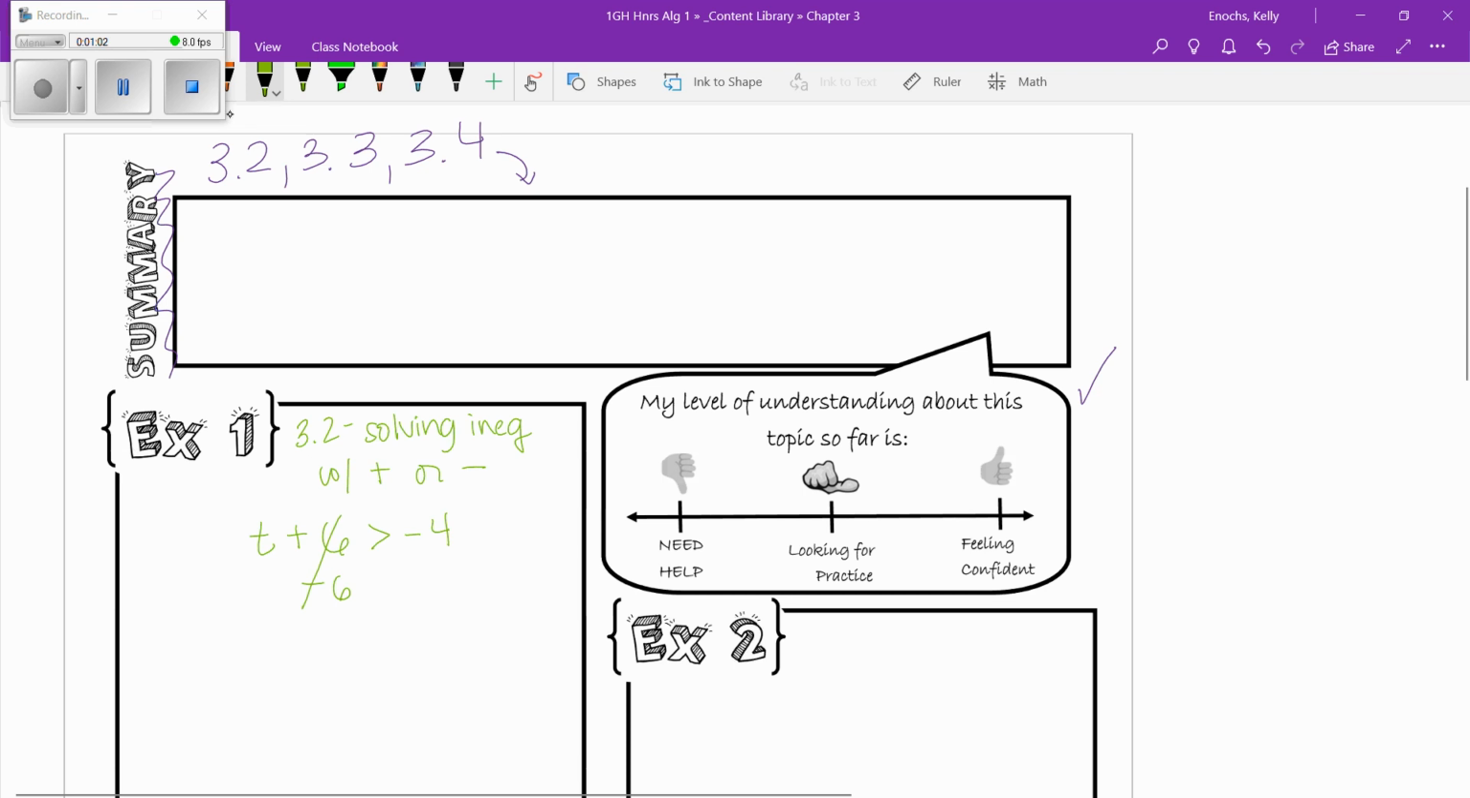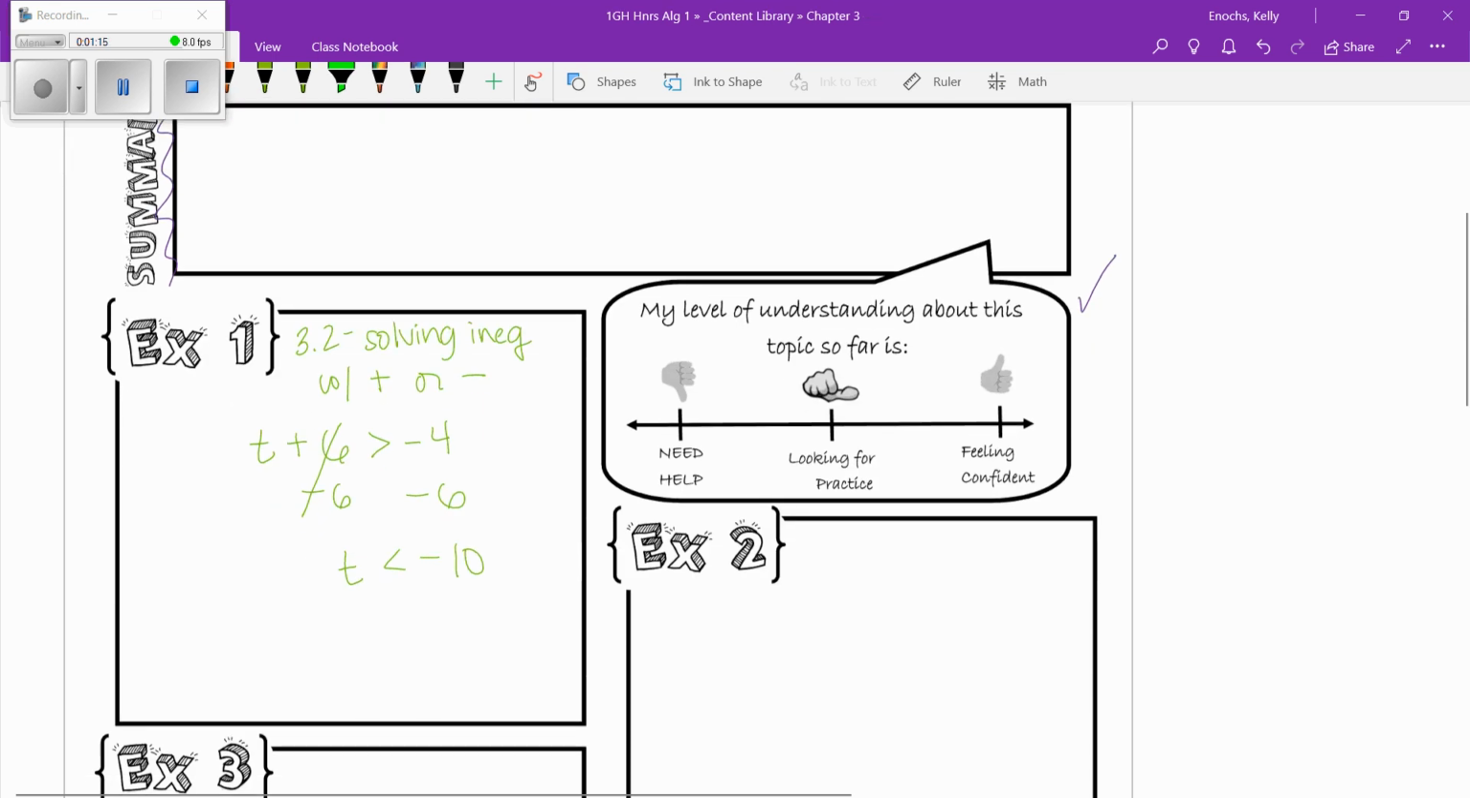Don't forget, if you do it on one side, you need to do it on the other side, and that gives you t greater than negative 10. Please remember that you are only switching your sign if you are multiplying or dividing by a negative number. We're adding and subtracting, so we are not switching at all. All right, so no switching here. Even though there is a negative, we're not multiplying or dividing by that negative, so we leave it as is.